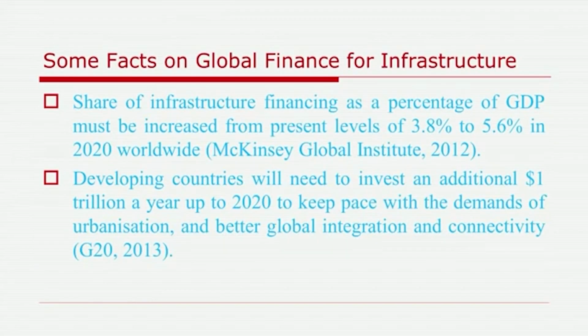But one can also see the other data which comes from the McKinsey Global Institute and the G20 meeting in 2013, that the share of infrastructure financing as a percentage of GDP must be increased from the present level to 5.6% by 2020 worldwide. And developing countries will need to invest an additional 1 trillion a year up to 2020 to keep pace with the demands of urbanization and better global integration and connectivity.